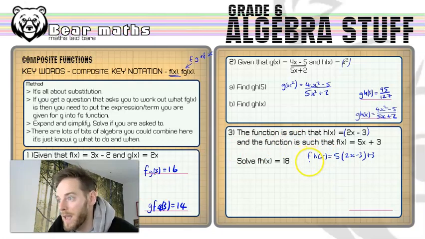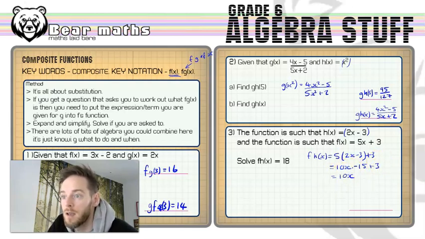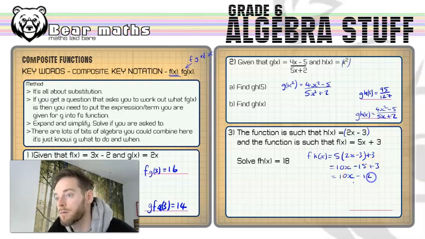But f(h) of x is equal to 5, and then I've put in h's function wherever there was an x, which is 2x minus 3, and then plus the 3 on the outside of f's function, right? Multiply out the bracket, we get 10x minus 15 plus 3. Simplifying that, we get 10x minus 12.